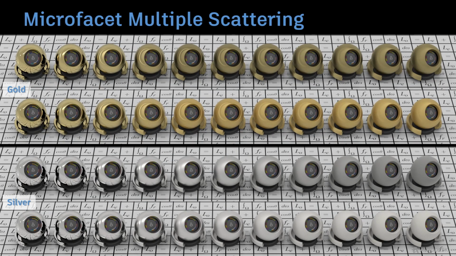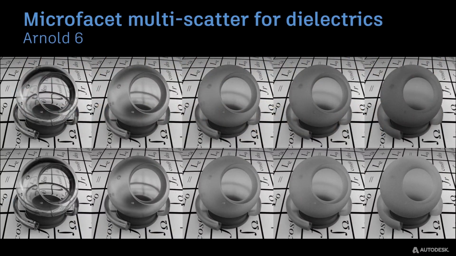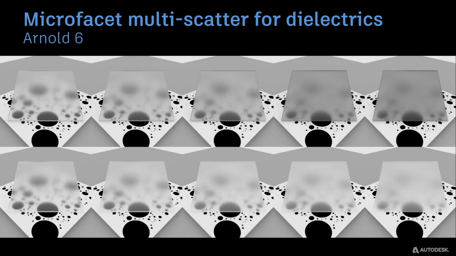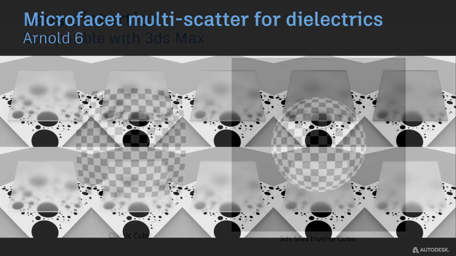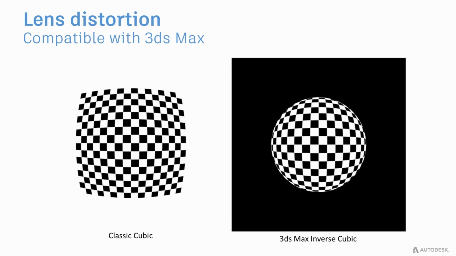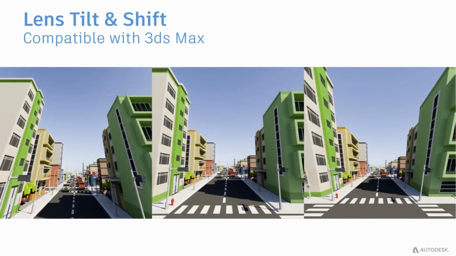Similarly to what we had previously done for metals, we now have Microfacet multiple scattering for Dielectrics. This prevents the unrealistic darkening that we were previously getting when the roughness is high. And this is working also on thin-walled surfaces. Another feature that was added in Arnold 6 is a lens distortion model that is compatible with 3ds Max. Another thing we've added to the perspective camera is the ability to do tilt and shift.